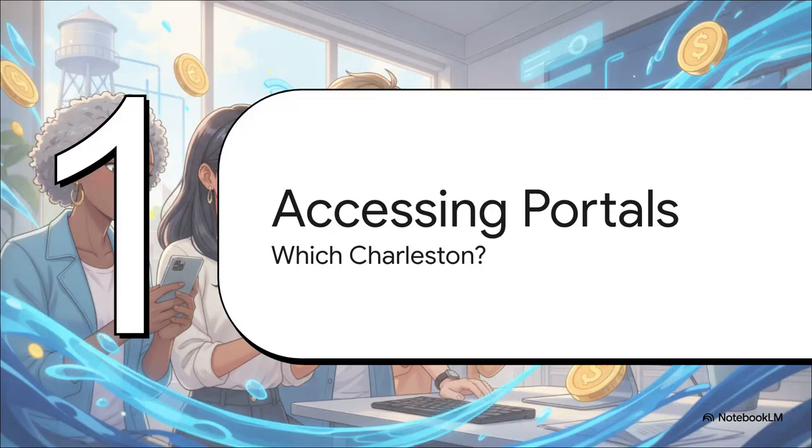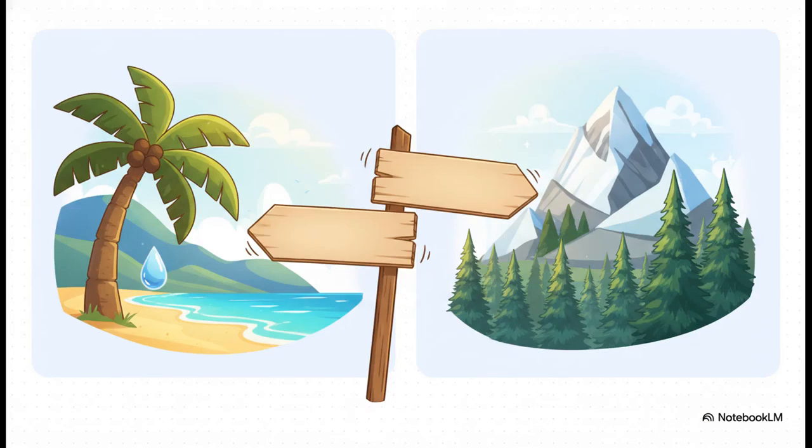Moving on to Section 2, accessing the right portal. Now, what's really interesting here is how easy it is to end up on the wrong website. Why? Because it completely depends on which Charleston you live in. This is our fork in the road. In Charleston, South Carolina, your provider is the Charleston Water System, or CWS.